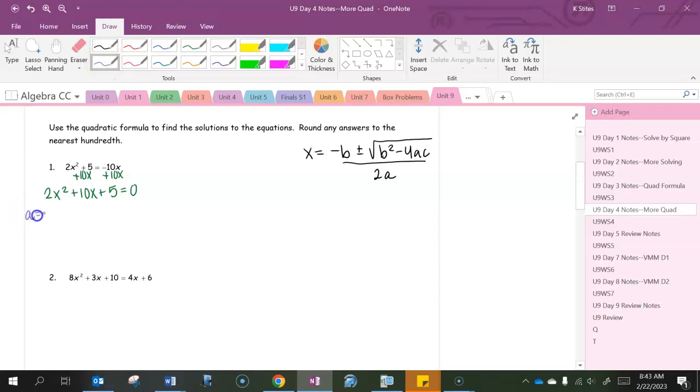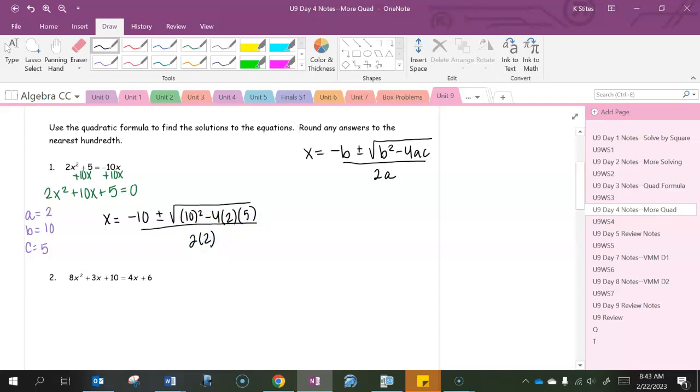So our a is 2. It's with our x squared. Our b is 10. And our c is 5. And now I will plug this in. So I have x equals opposite b. So it's going to be a negative 10 plus or minus square root of b squared, please use parentheses, minus 4, my a value is 2, my c value is 5, all over 2a.